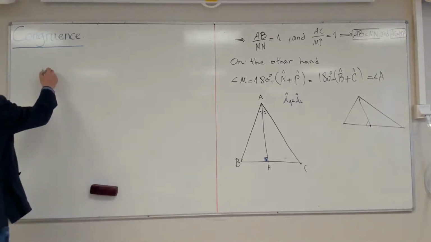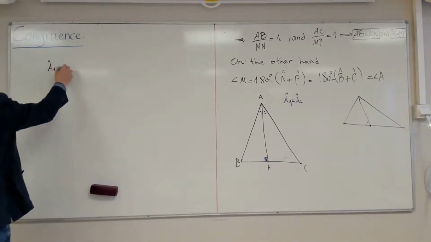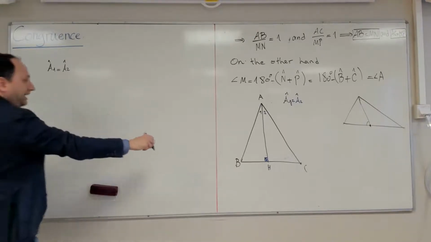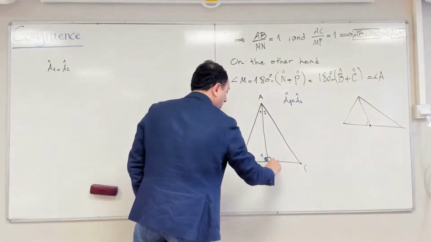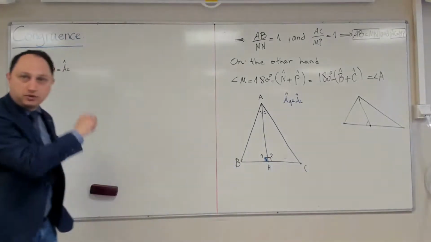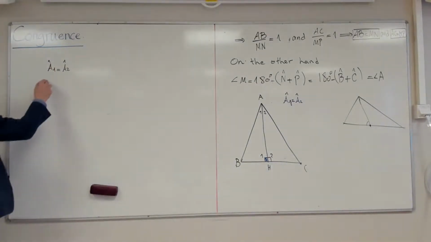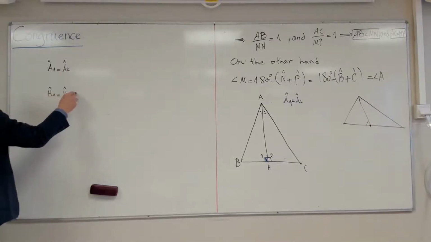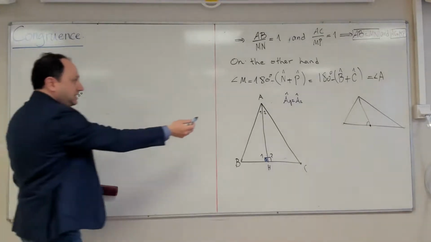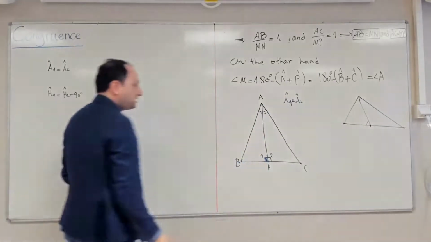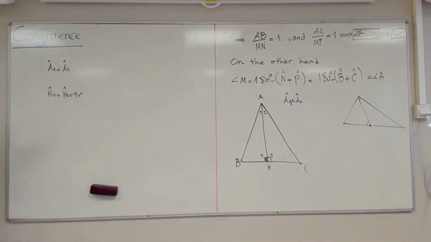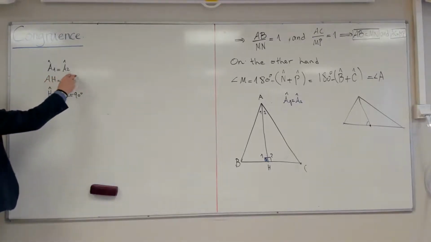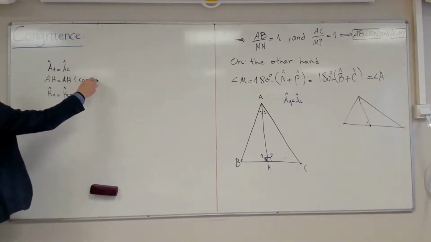You write angle A1 is equal to angle A2. You told me angle H1 is 90. I myself conclude angle H2 is also 90 because the whole angle should be 180. So let me write here H1 is equal to H2 is equal to 90. And then this AH is common between the left-hand side and the right-hand side. So I would say that AH is equal to itself, common to both triangles.